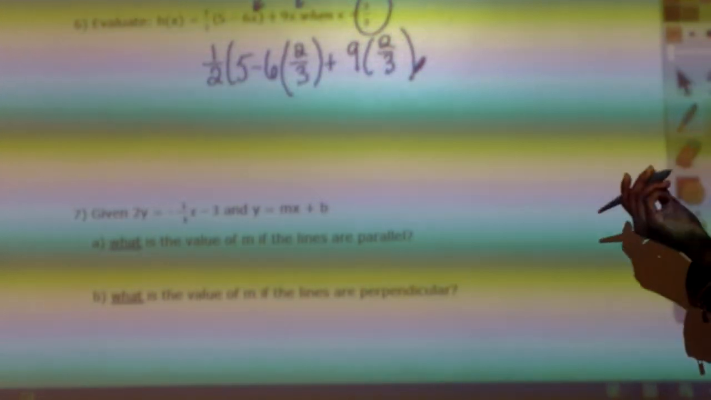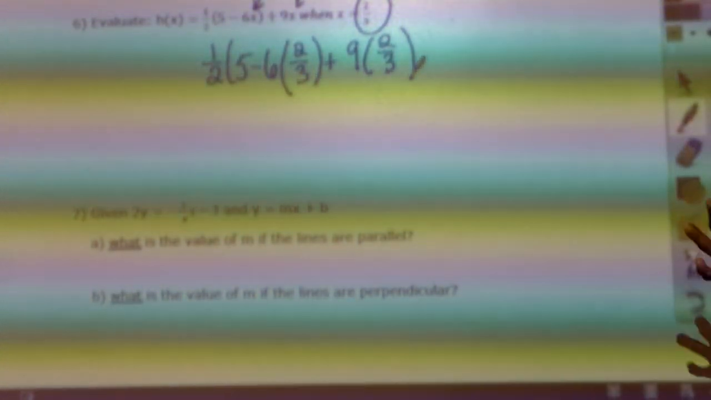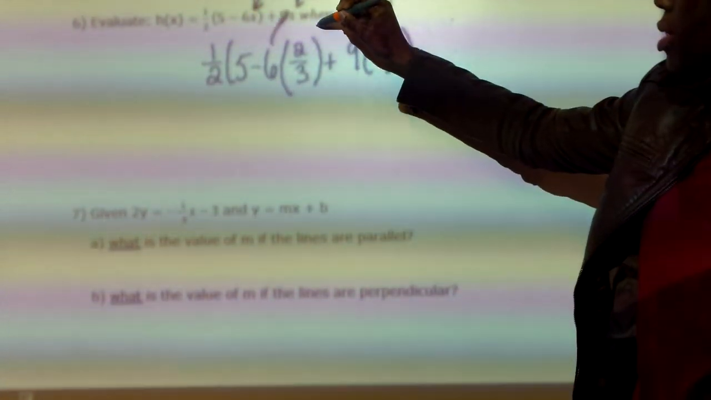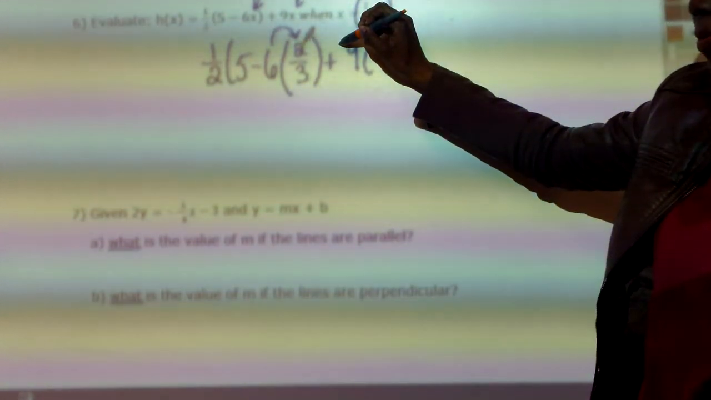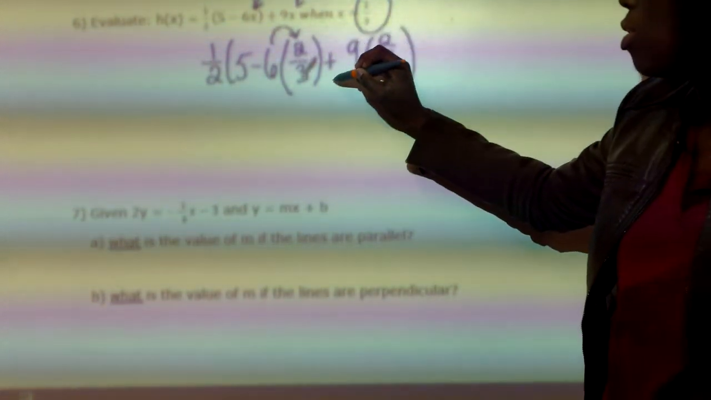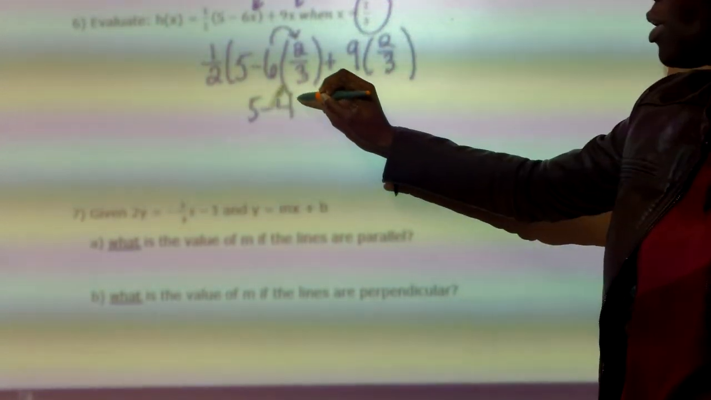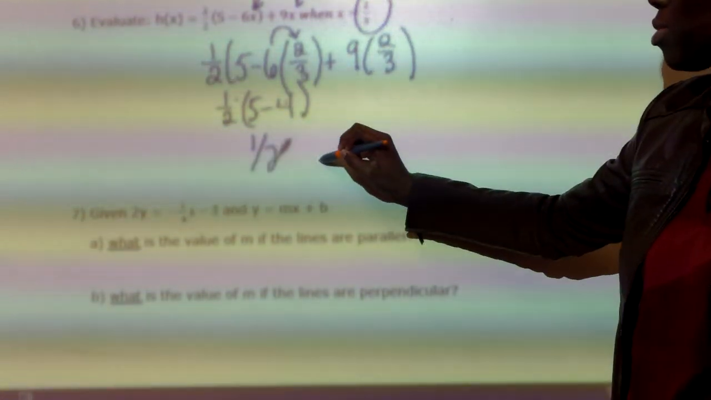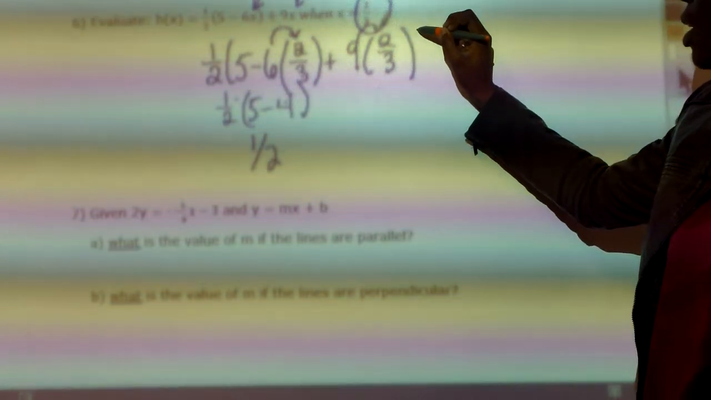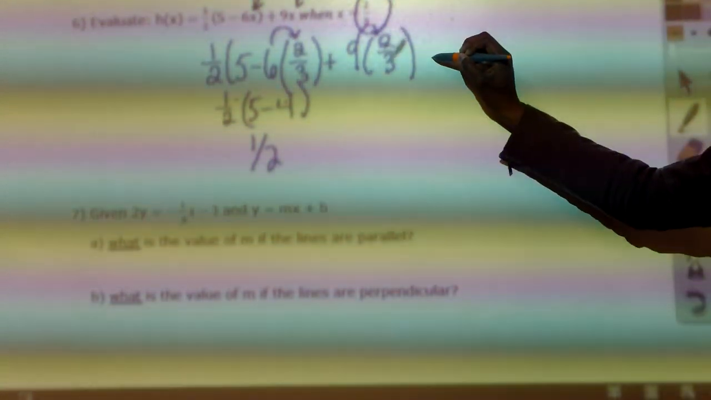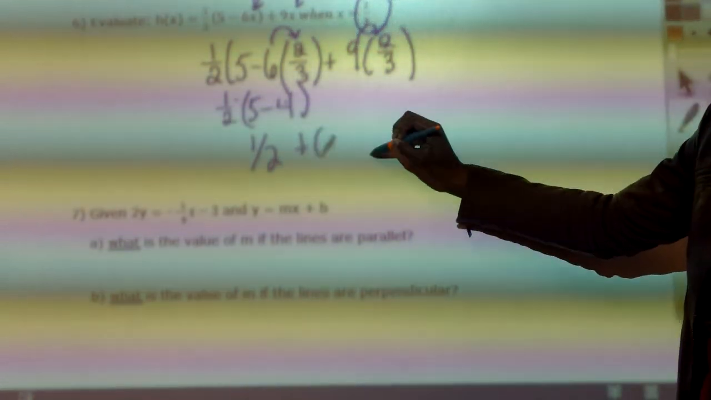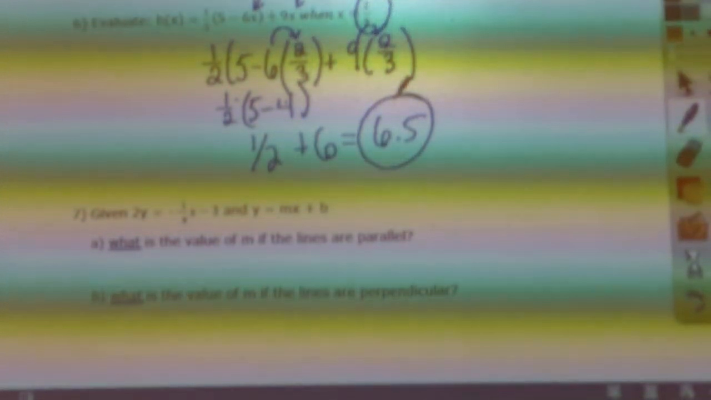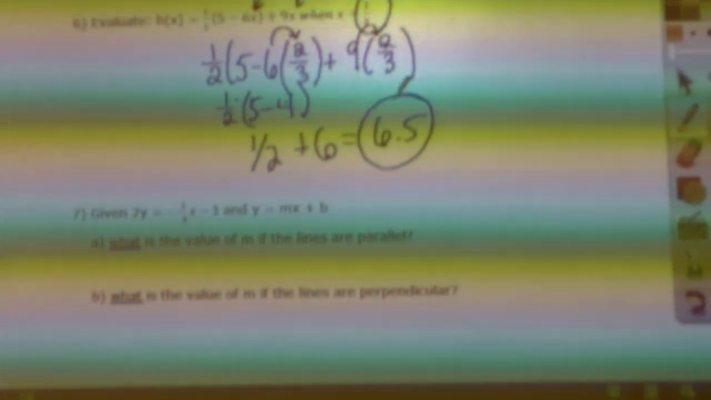And so you could type it all in your calculator because your calculator works it out for you. Or if you did it by hand, then you have to do PEMDAS. And PEMDAS, you have parentheses first. So 6 times 2 is what? 12 divided by 3 is 4. So in parentheses, that turns into a 4. And 5 minus 4 is what? 1. And 1 times 1/2 is just 1/2. Then on this parentheses, you have 9 times 2, which is 18, divided by 3 is 6. So you have 1/2 plus 6, and the final answer is 6.5. That was just a substitution problem.